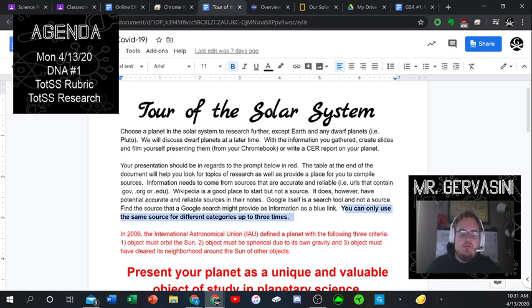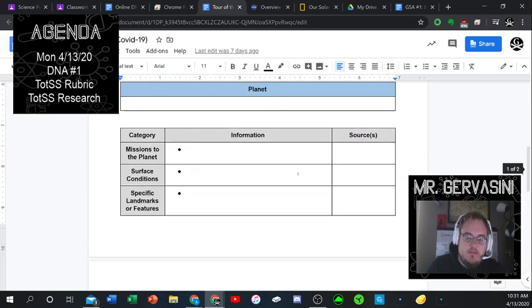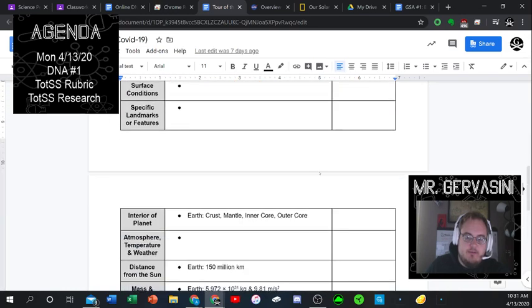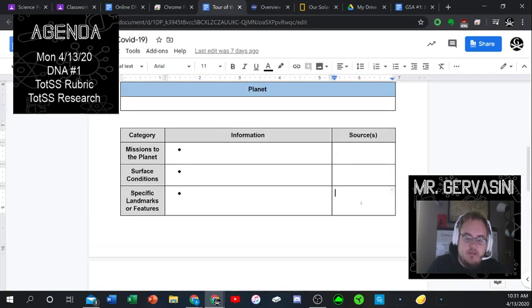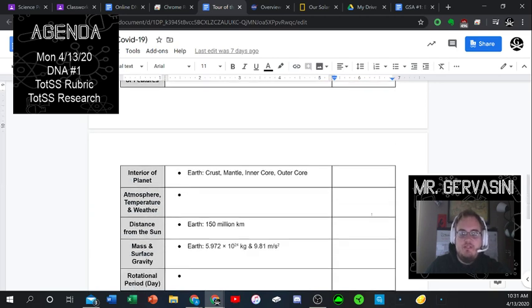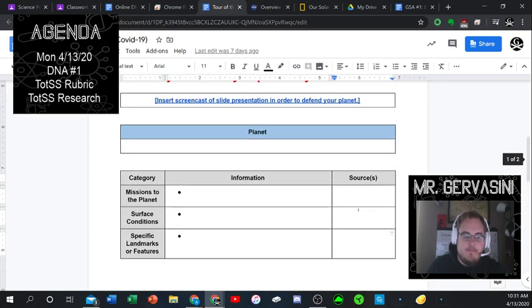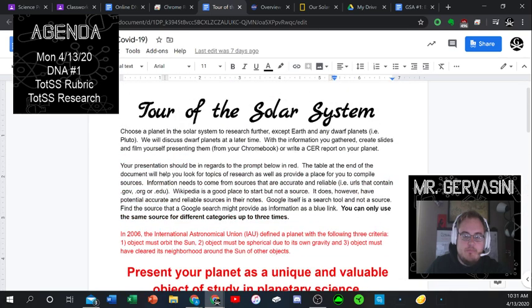You can only use the same source up to 3 times. What does that mean? That means in this chart down here, little table, the same internet link can only pop up 3 times in these boxes. That's it. Okay? So accurate, reliable sources, I'll show you what's good, what isn't. Can only use the same source up to 3 times.